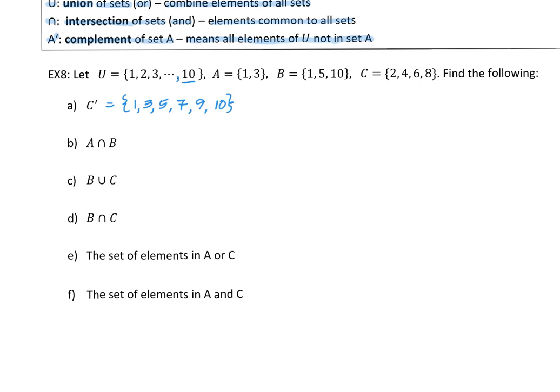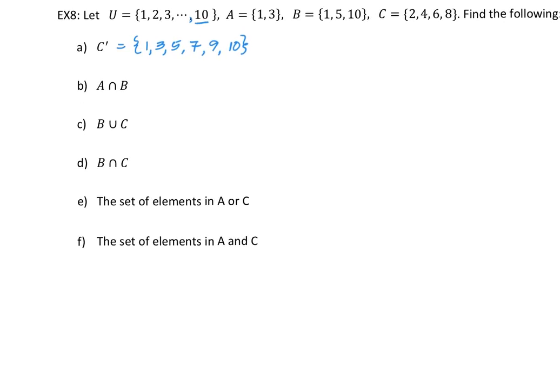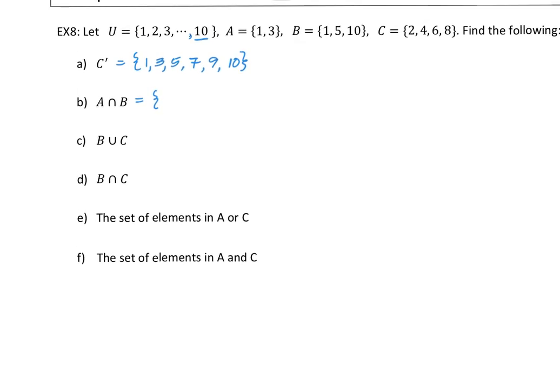Part B, we want the intersection of set A with set B, so that's going to be a set. Set A is 1, 3, B is 1, 5, 10. Remember, the intersection is what these two sets have in common. It looks like they both have 1, and that's it. So I'm going to close my set. This would be the intersection.